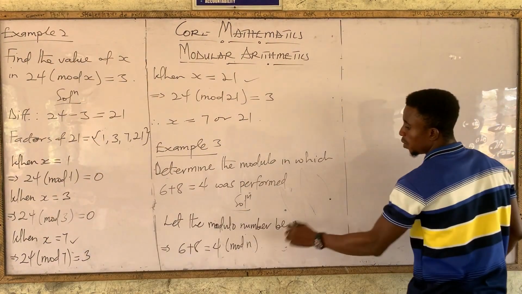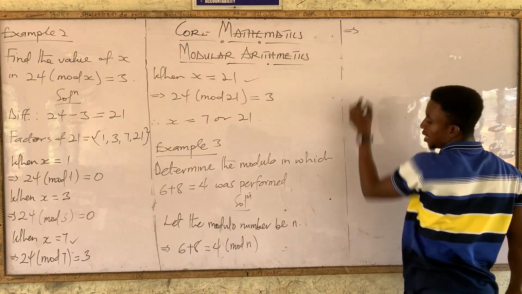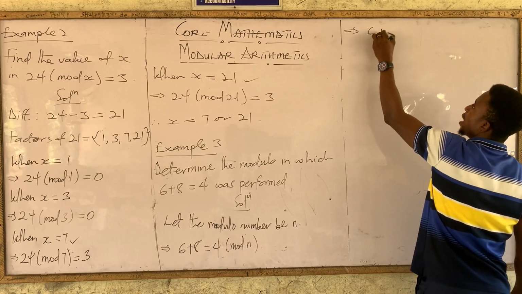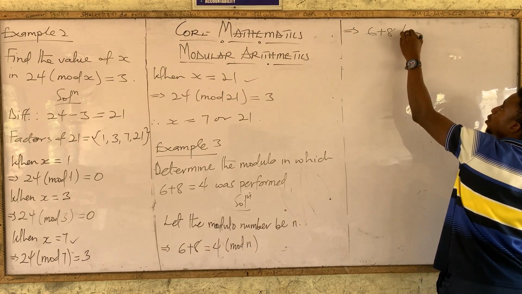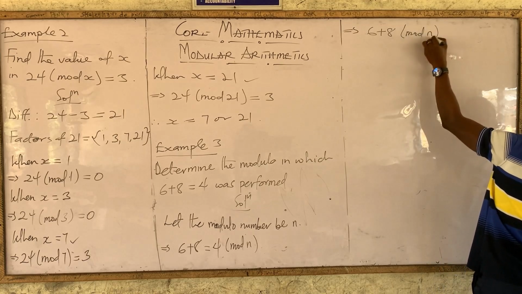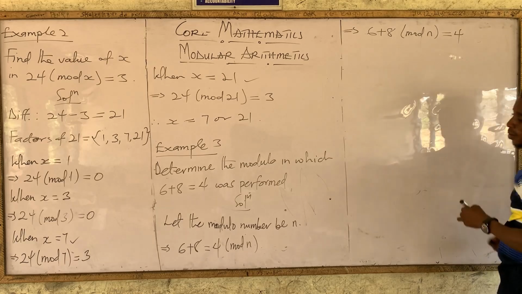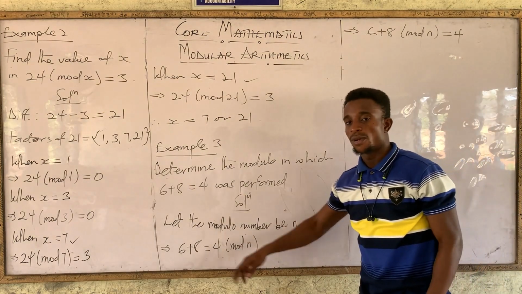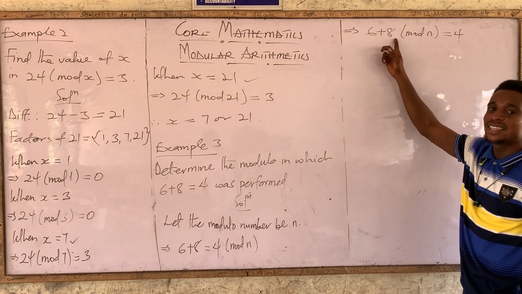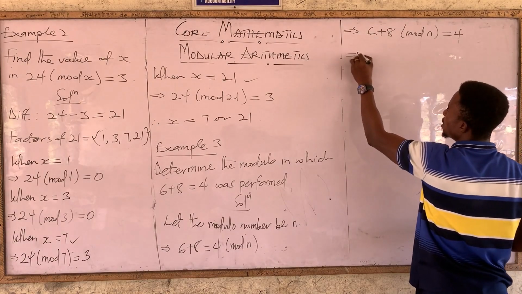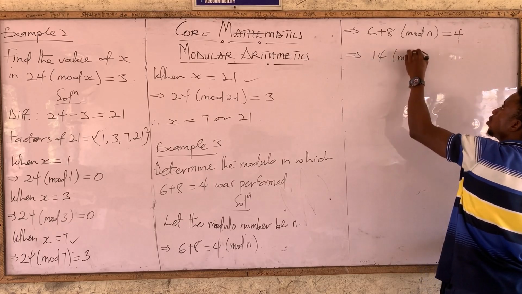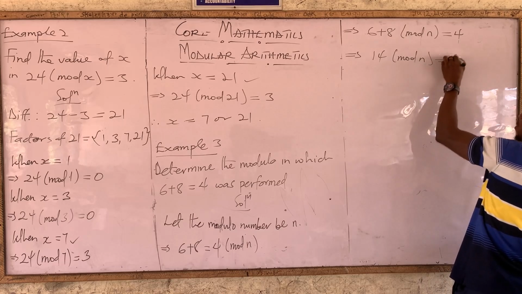Let's see. So what do we do? Then this implies that this one can be written as 6 plus 8 mod n is equal to 4. Then we are interested in finding this n. So here we can add this to that. So I can now say this is equal to 14 mod n, which is equal to 4.